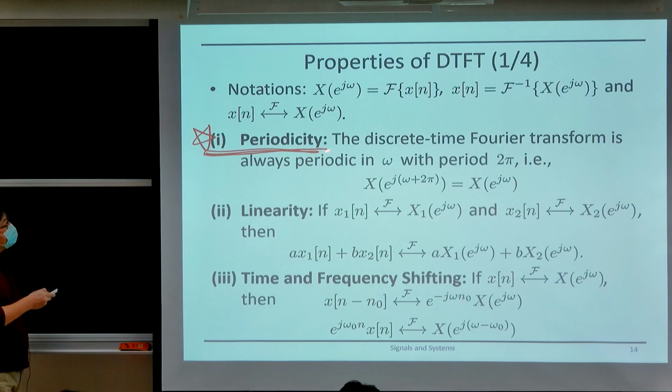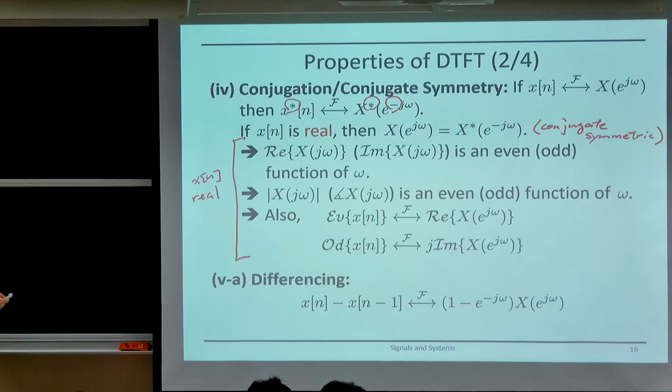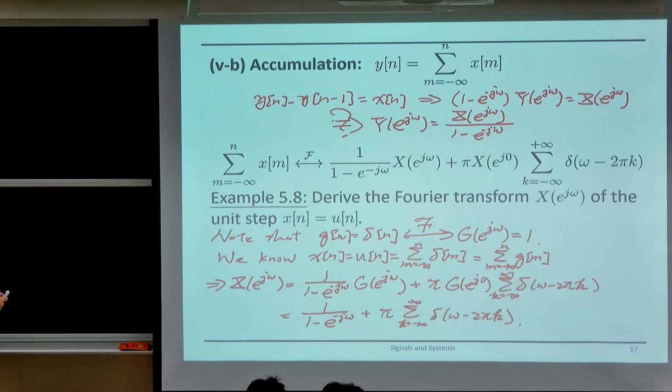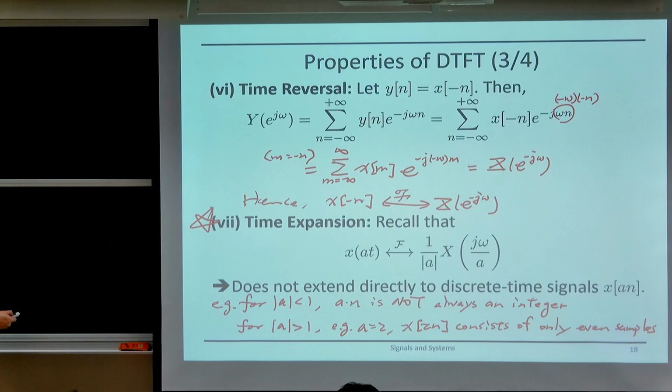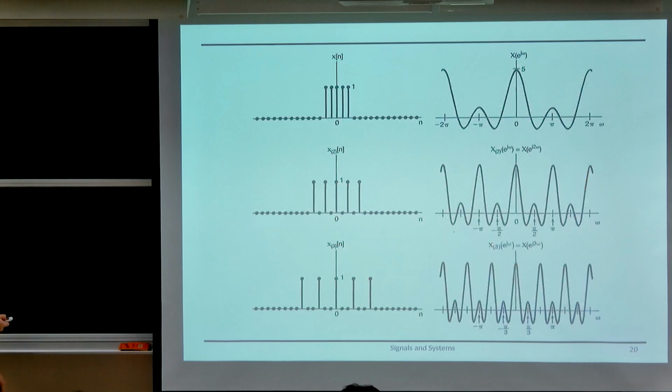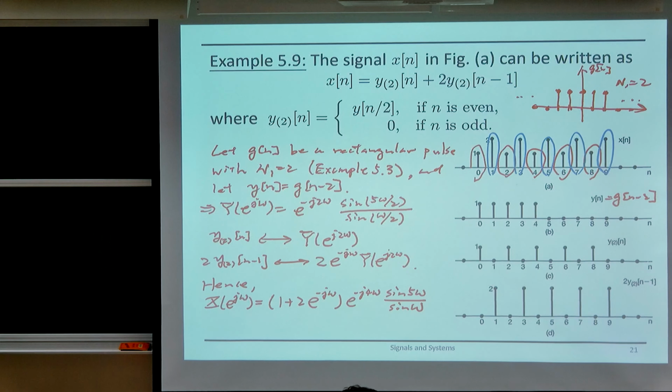In discrete time, the Fourier transform is periodic with period 2 pi. This periodicity does not exist in continuous time. In continuous time, you can potentially include frequency components that go to infinity. We looked at several of these: conjugation, differencing, accumulation, time reversal, and time expansion. And we ended with an example that utilizes time expansion.